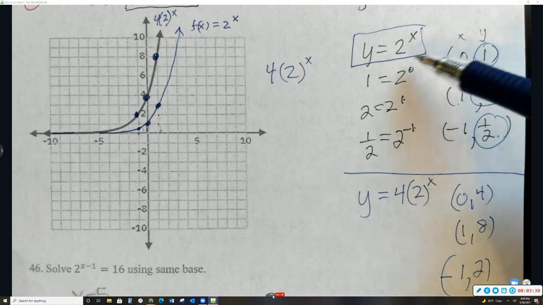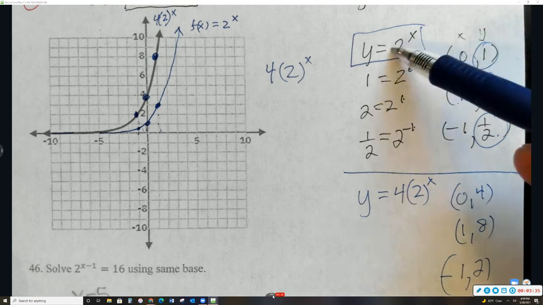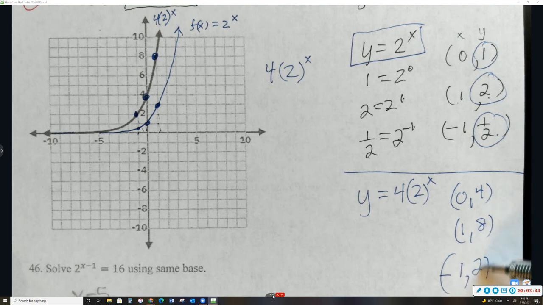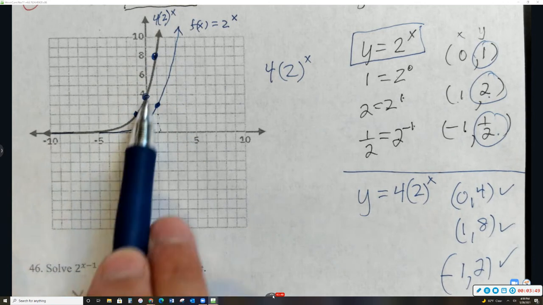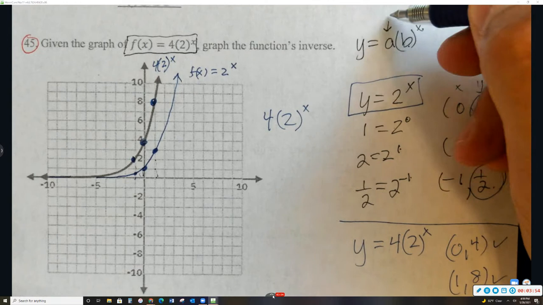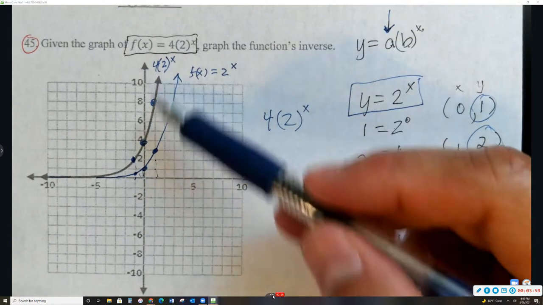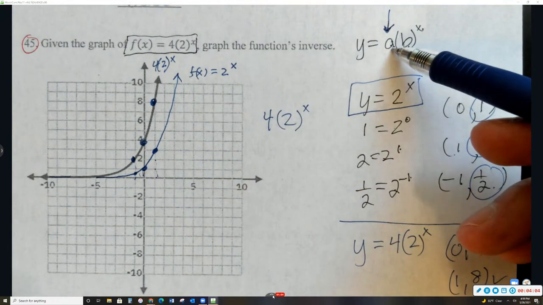But anyway, here's 2 to the x power, which has these points on it. When you multiply it by 4, it changes these y values by 4. 1 times 4 is 4, 2 times 4 is 8, 1/2 times 4 is 2. And then these are your new points on this graph, right? So that's what this number in front does. It either makes stuff go up faster, or it makes stuff go down slower. It actually flips stuff upside down if it's negative also.